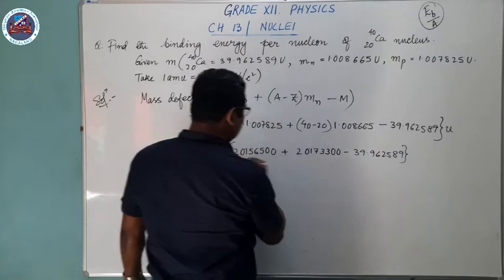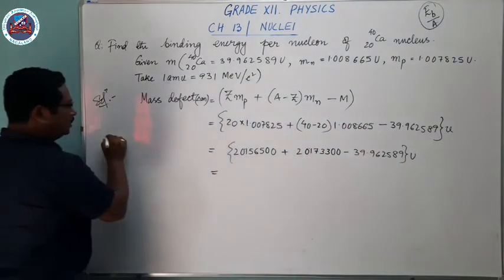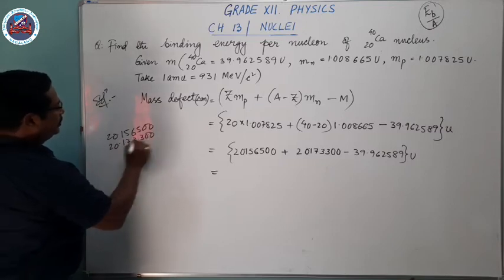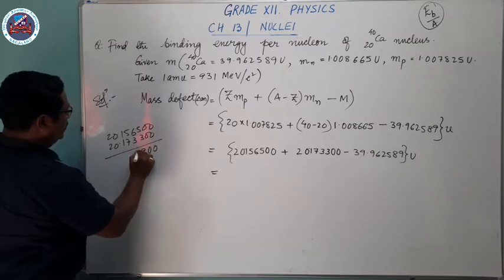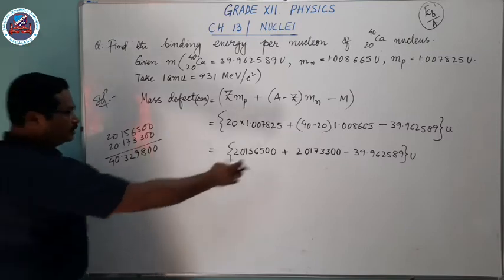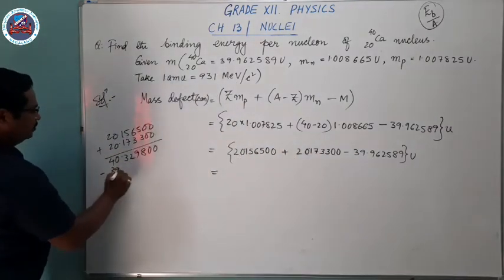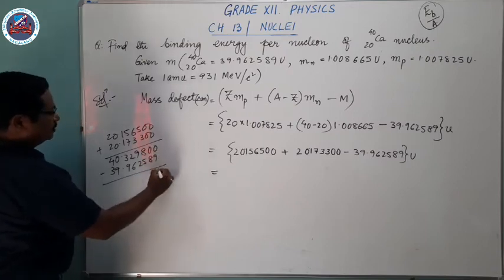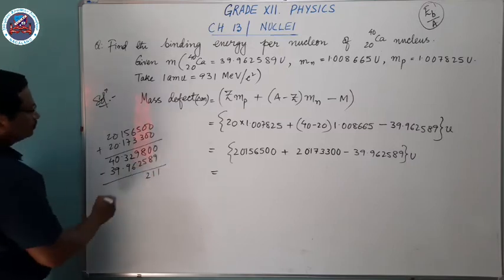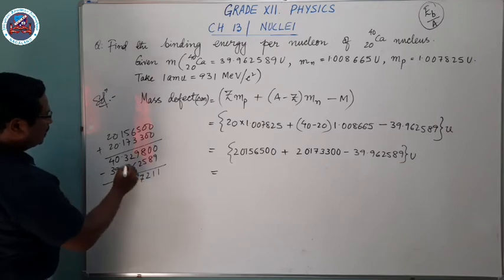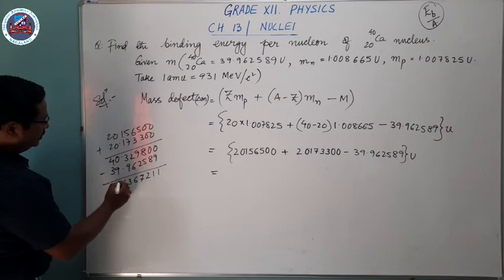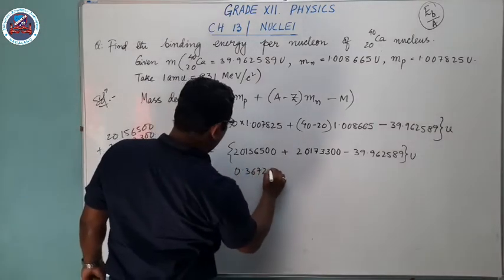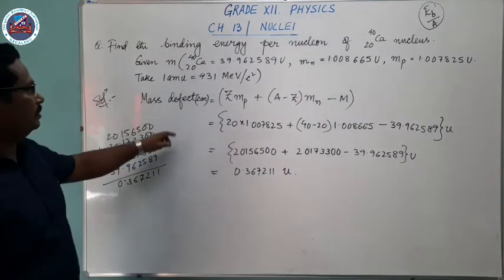39.962589 atomic mass unit. So add these two, 20.156500, 20.173300. If you add 0, 0, 8, 9, 12, 2, 1 in hand, 3, 0, 4. Then we'll subtract from this value, minus 39.962589. 10 minus 9 is 1, 9 minus 8 is 1, 7 minus 5 is 2, 9 minus 2 is 7, 12 minus 6 is 6, 12 minus 9 is 3, 9 minus 9 is 0. So it is 0.367211 atomic mass unit. Like this, first we'll find out the mass defect.